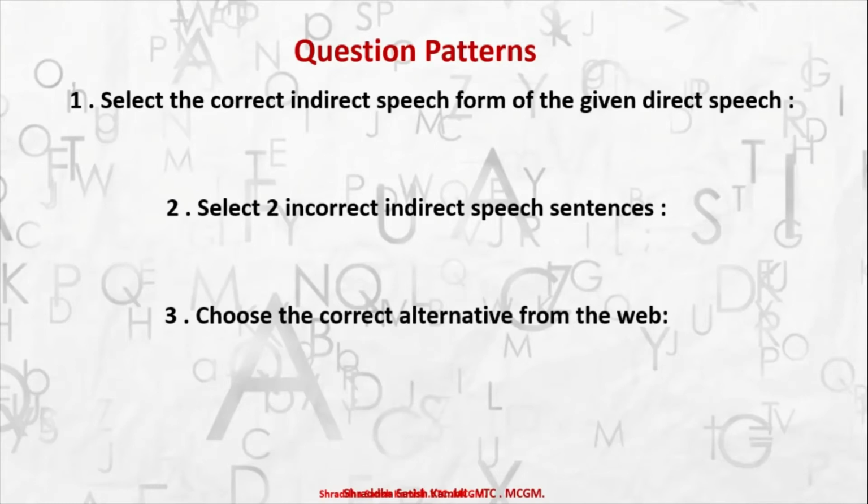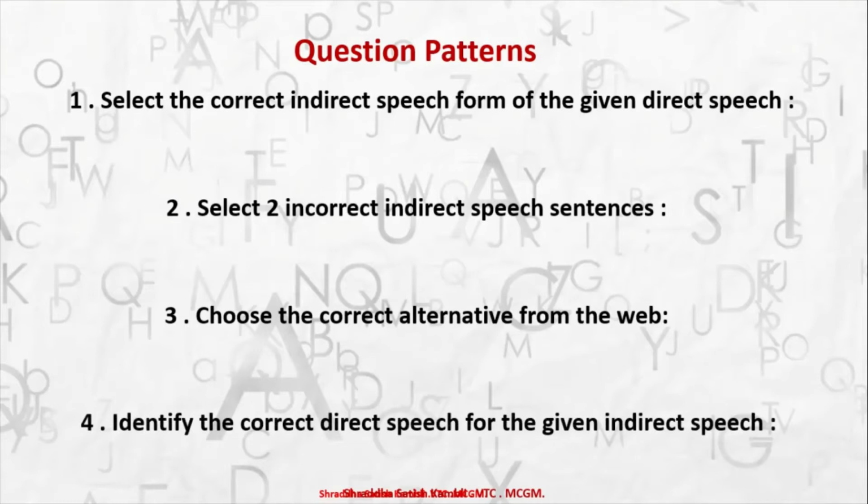Then you choose the correct alternative from the web. So you have a web diagram, and then in the middle of the web you have a sentence. You have to choose the correct alternative from that particular web. Finally, you have pattern 4, which says identify the correct direct speech from the given indirect speech. So this is just the opposite of the first pattern, where you selected the correct indirect speech. Here you have to select the correct direct speech.